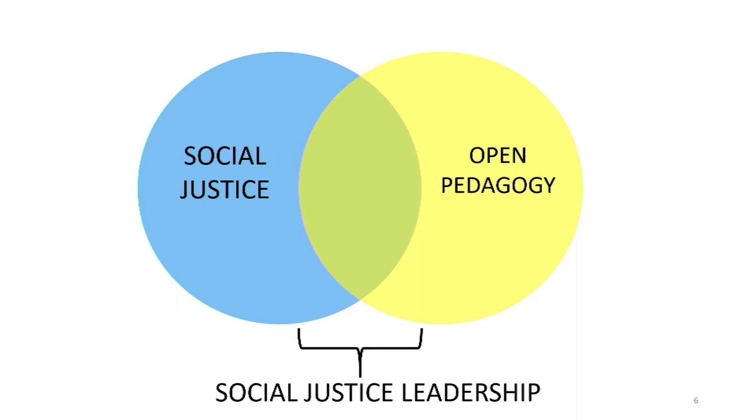So in other words, there are ways to use open pedagogy that do not support social justice, as shown by the yellow circle. And there are ways to engage in social justice that do not involve open pedagogy, as shown in the blue circle. And though there are reasons for developing social justice leadership that do not involve open pedagogy, I argue that engaging in open pedagogy to support social justice requires the development of social justice leadership. So it's that intersection of those two circles that I want to explore.